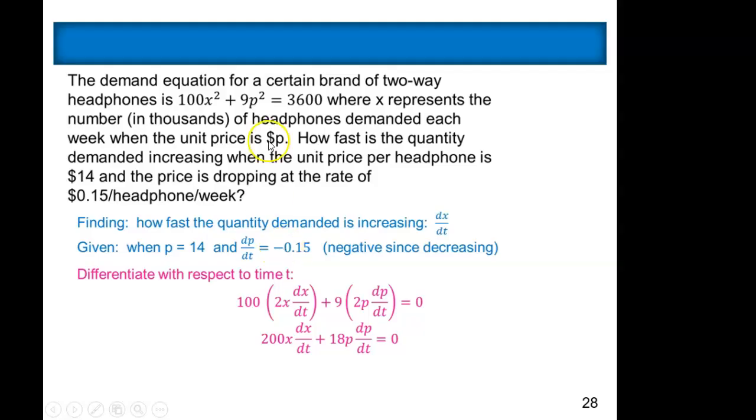Okay, all right, so we're going to go back up to this equation and we're going to take the derivative with respect to time. So we'll have 100 times the derivative of x squared, which is 2x, followed by dx/dt. Plus then we've got 9 times the derivative of p squared, which is 2p dp/dt. And then the derivative of 3600 is 0. So we're trying to find dx/dt. Somewhere we must be able to find x, p, and dp/dt.